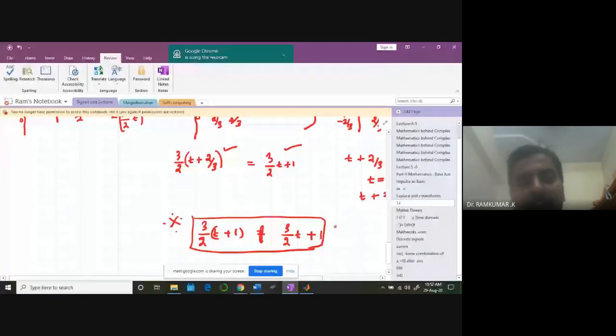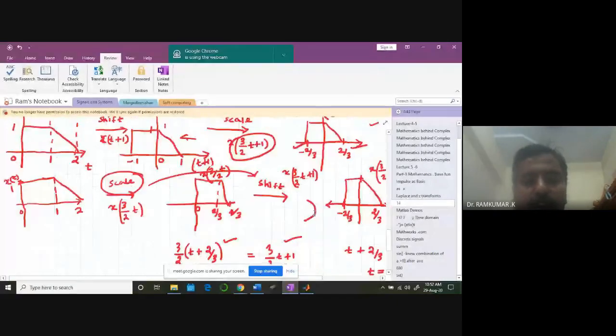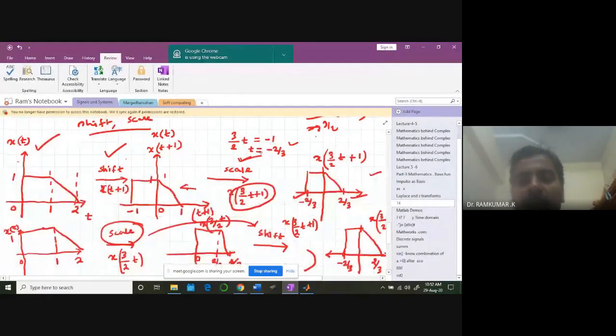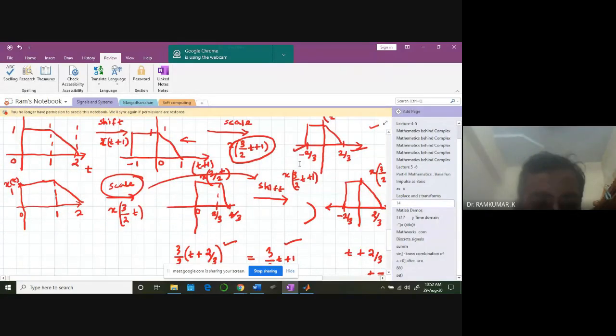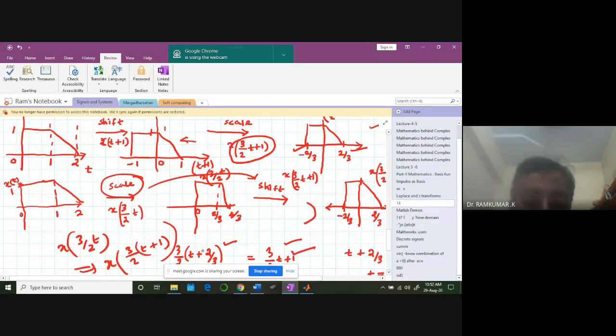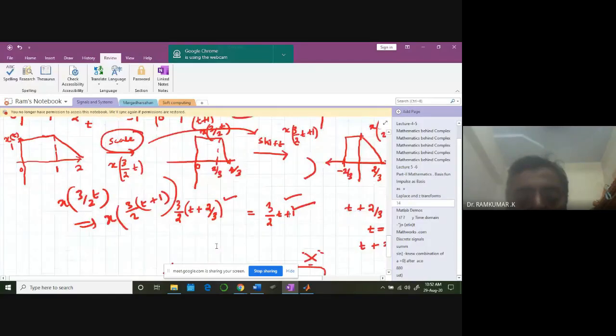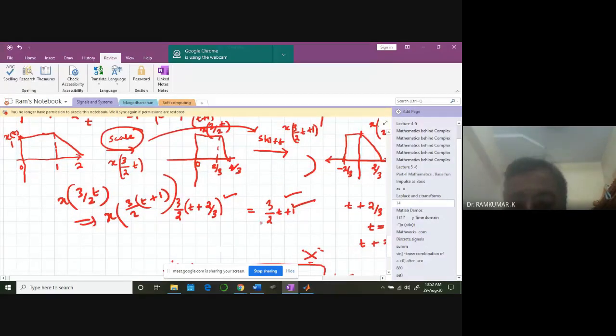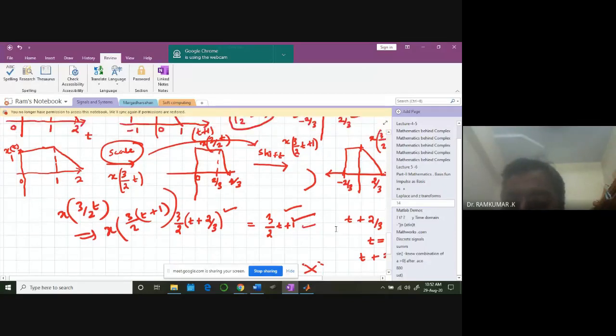Normally, people commit this error. So my suggestion is to go for shift first, followed by scaling. Then you avoid that kind of mistake. But when you are scaling first, for example 3 by 2 t, and then shifting, you have to remember what I am doing. What do I want? This is what I want. So naturally, I need to multiply by 2 by 3, this 1 has to be converted to 2 by 3 in order to get this.